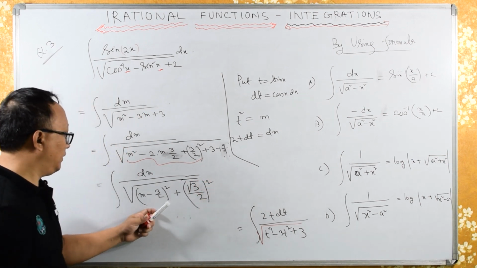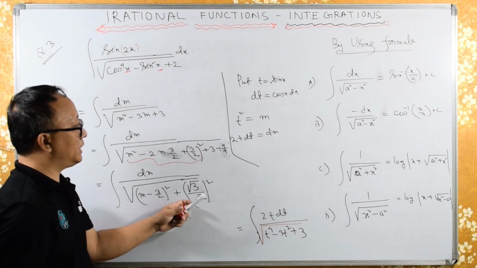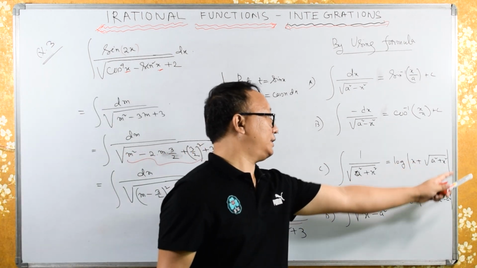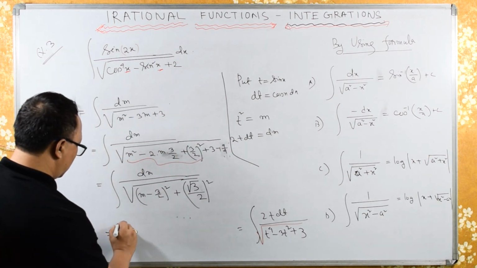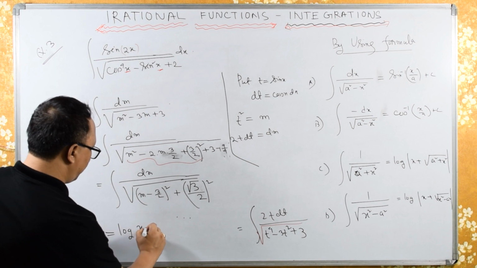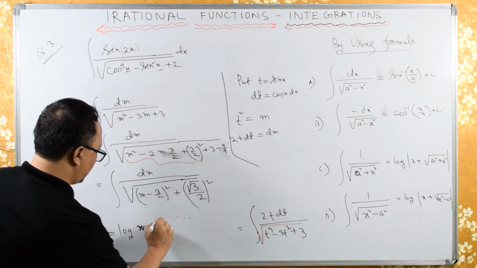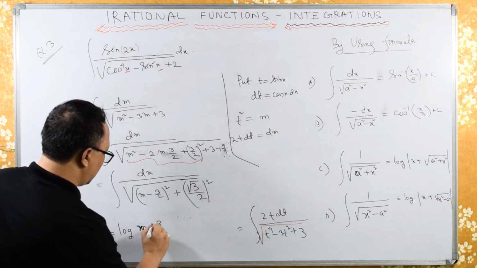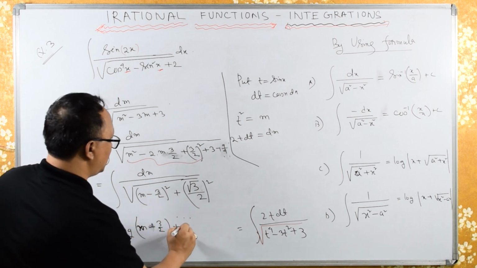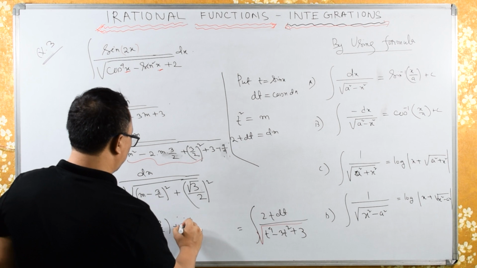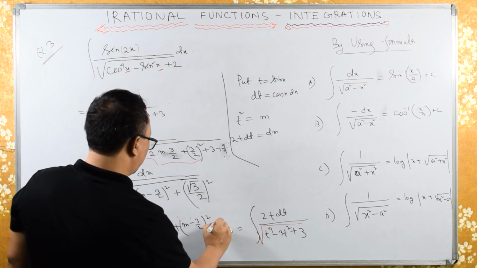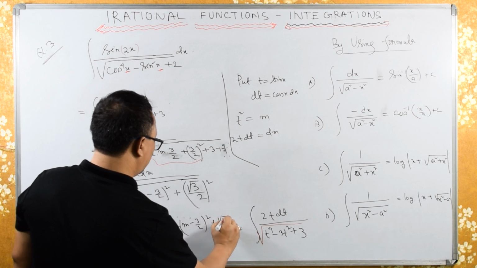Okay, it is of the form x square plus a square. Here what you have? x square plus a square. That is log of this. Okay, that is log of x plus, what is x? Here m minus 3 by 2, plus the whole square root of m minus 3 by 2 the whole square plus 3 by 2.